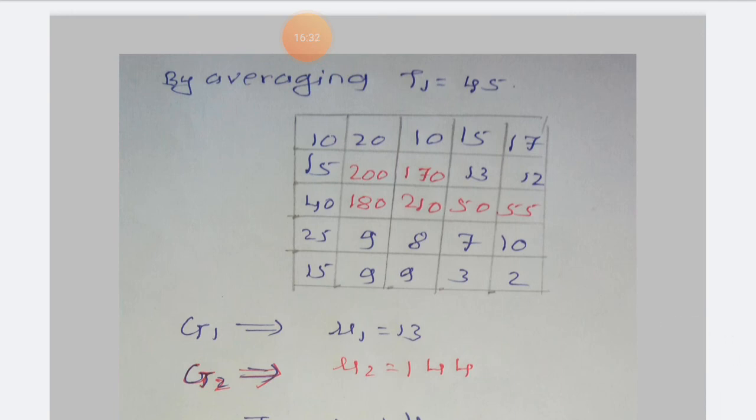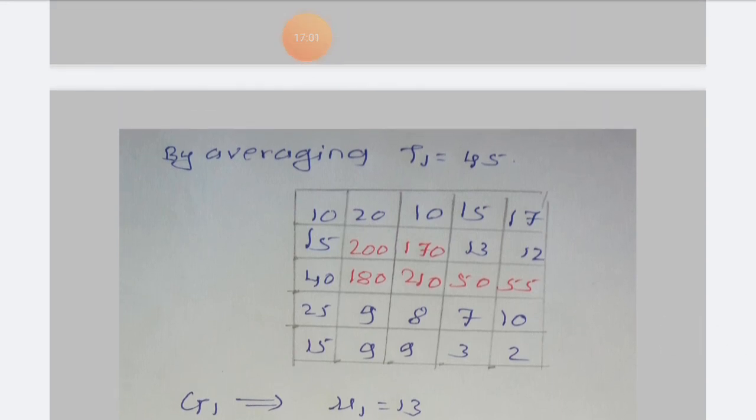If we apply this t1 on the input image, I am getting 6 pixels, 200, 170, 180, 210, 50 and 55, above that threshold value, and the other pixels below the threshold value. That's why I have written these pixels in red and the background pixels in blue to differentiate. Now from this image I am getting two regions, G1 and G2. Let us consider the background as G1 and the object as G2. The red color is G2 and the blue color is G1.